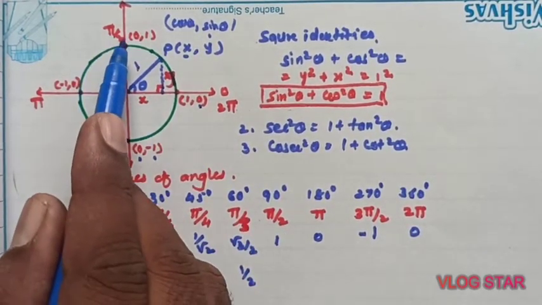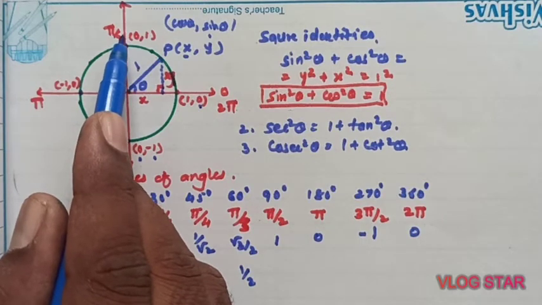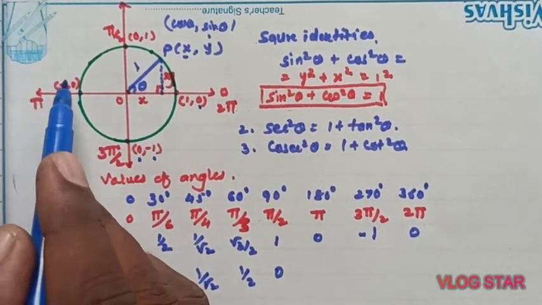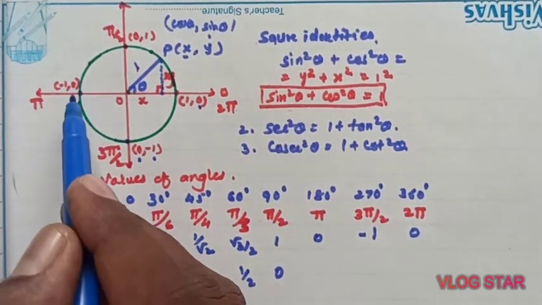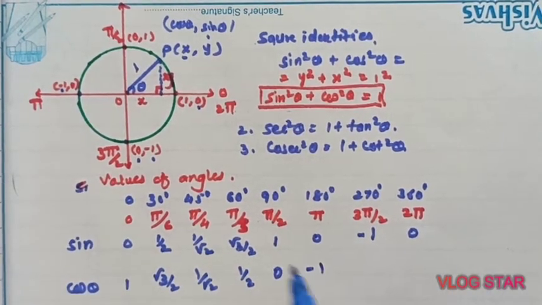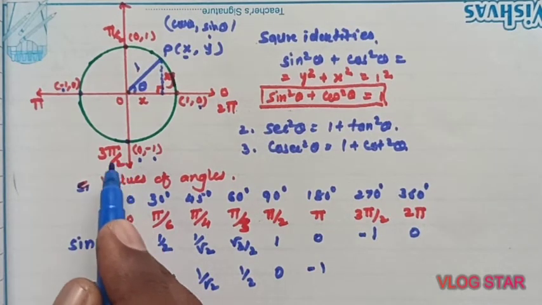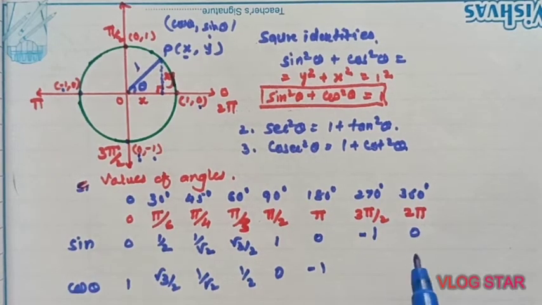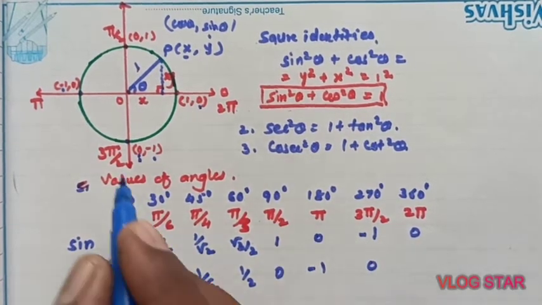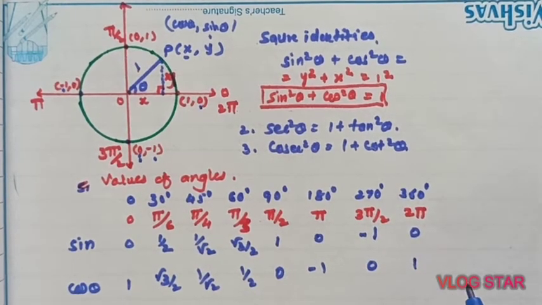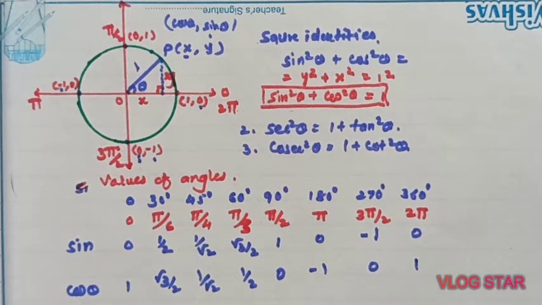What about 90? We want the cos value. Cos means x coordinate. The x coordinate is 0. Then pi: cos means x coordinate, and the x coordinate is negative 1. At 3 pi by 2, the x coordinate is 0. Then at 2 pi, the x coordinate is positive 1, so 1. Like this we get the values of sine and cos.